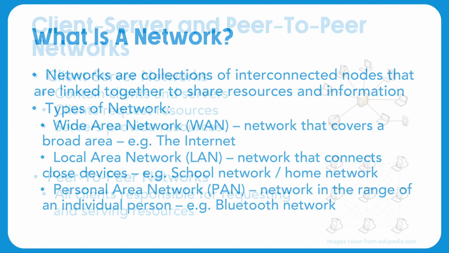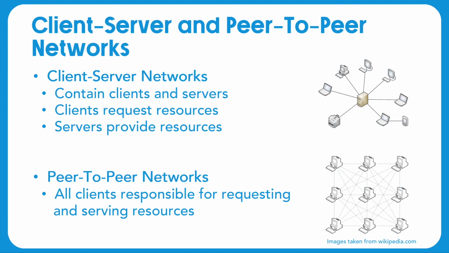We can also categorize networks based on how the devices interact within the network. Client-server networks are networks with two distinct types of devices, clients and servers. Clients are the devices that request resources or services such as web pages, files, or data from servers. Servers, on the other hand, are dedicated nodes that provide resources to the clients upon request. Servers typically have higher processing power, storage capacity, and specialized software to fulfill the client's requests efficiently.